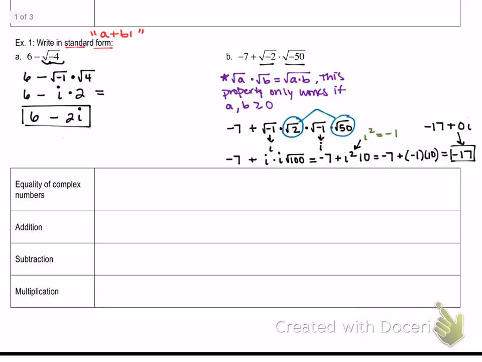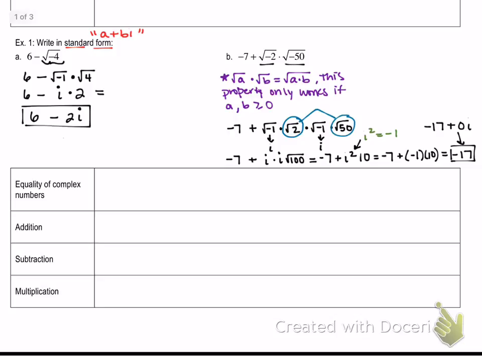Okay, so those are a couple of examples of rewriting numbers in that a plus bi format. And again, that's the format that you always want to be working in. All right, so let's talk about a couple of these properties. First off, equality of complex numbers.